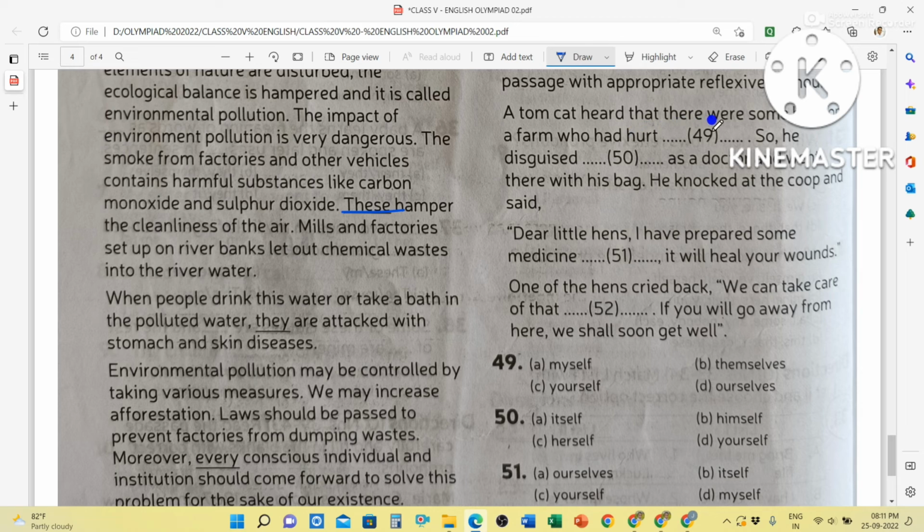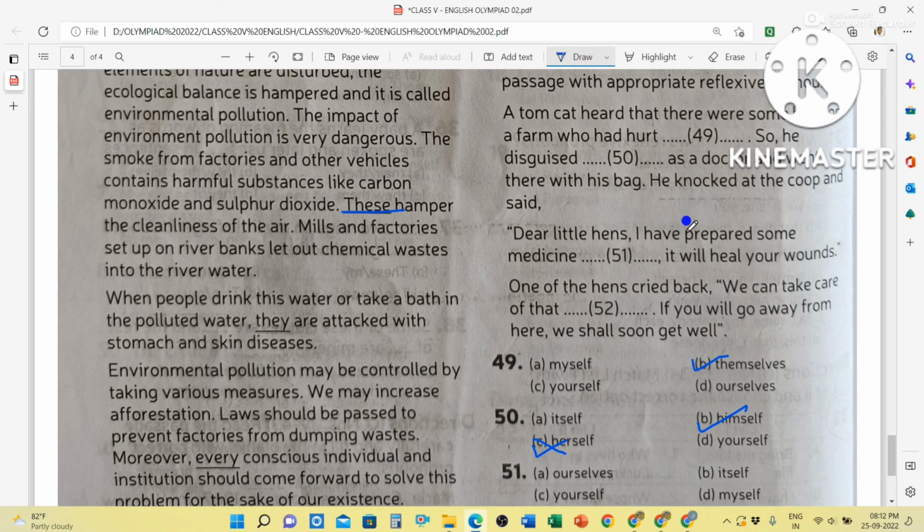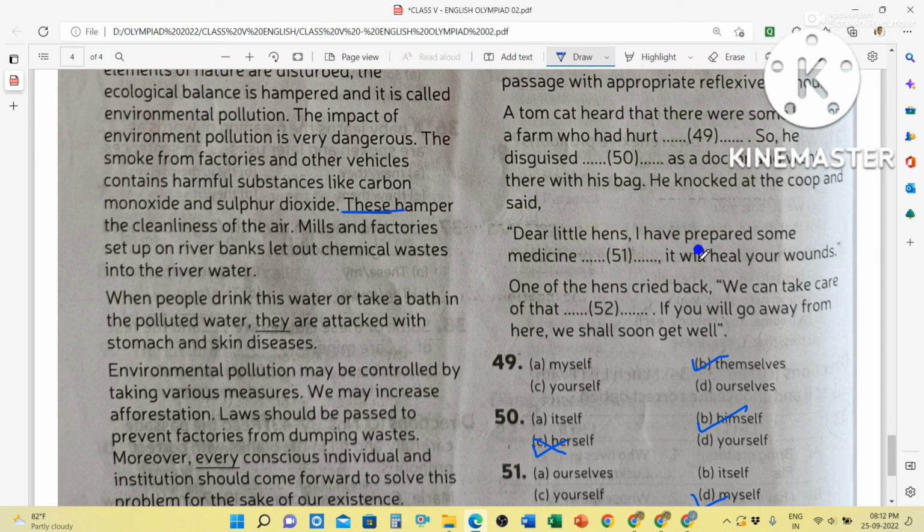A tomcat heard that there were some hens on a farm who had hurt themselves. So he disguised himself. He means himself, not herself. He disguised himself as a doctor and went there with his bag. He knocked at the coop and said, "Dear little hens, I have prepared some medicine myself. It will heal your wounds."